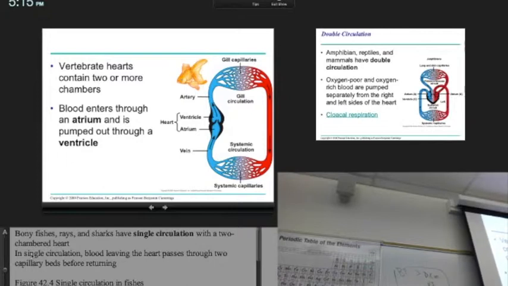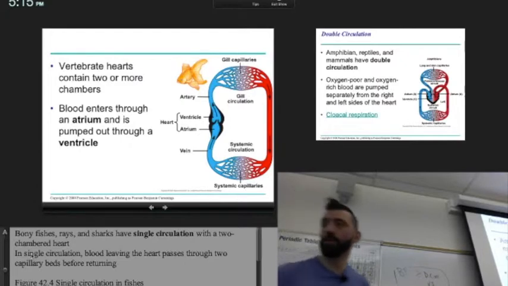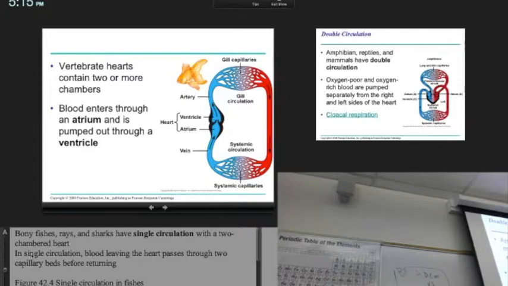Okay, so one pump of the heart now has to go through 2 capillary beds, whereas in double circulation, one pump of the heart takes you through 1 capillary bed, and then another pump of the heart takes you through the 2nd capillary bed. So overall, blood pressure is a lot higher in organisms that have double circulation. Does that make sense? Morgan?